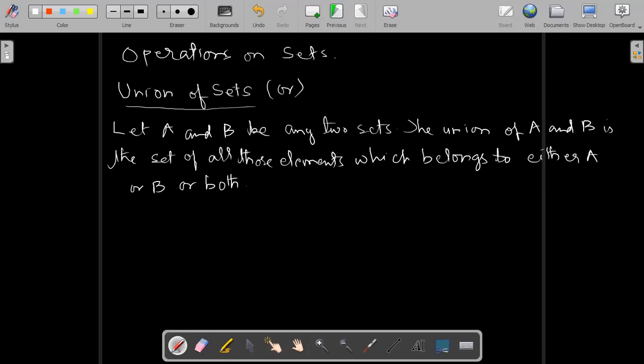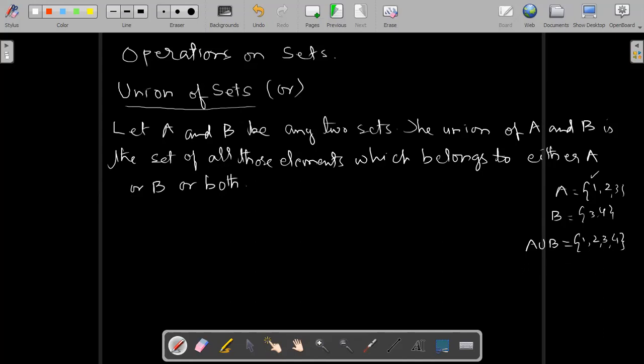We can see the example. For example, A is the set 1, 2, 3, and B is the set 3, 4. Then we have to find A union B. So for A union B, we have to mix the elements together. But 3 we cannot write 2 times in a set. One element is written one time, even if it comes 100 times. So 1, 2, 3, 4 is the union.